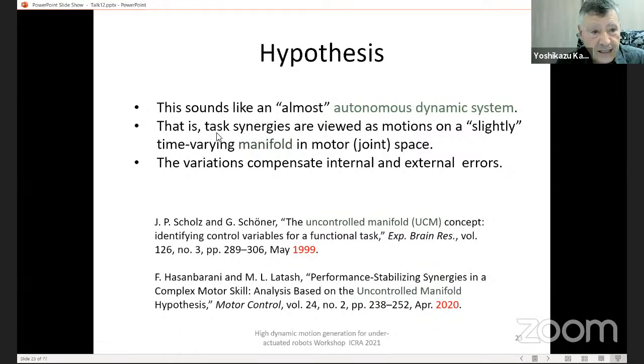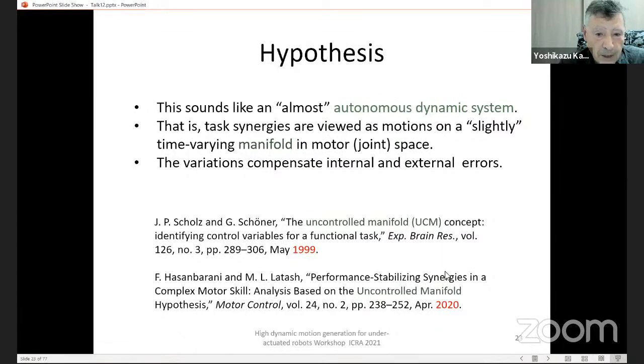Then the task synergies you can view as motions on a slightly time-varying manifold in motor or joint space. And the variations are used to compensate internal and external errors. Like in this hammering task, the hypothesis is that each time the hammer trajectory is the same, but the arm compensates for errors, like small internal errors or possibly some small disturbances. This topic is actually confirmed. We have a manifold called the uncontrolled manifold, or the UCM concept.